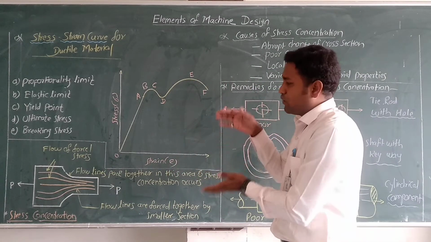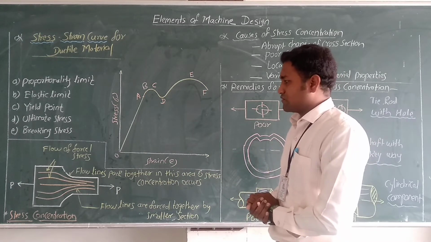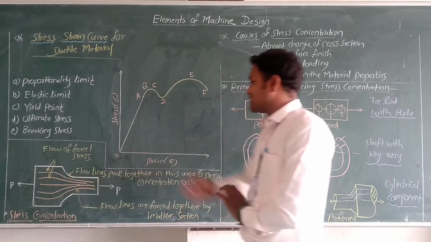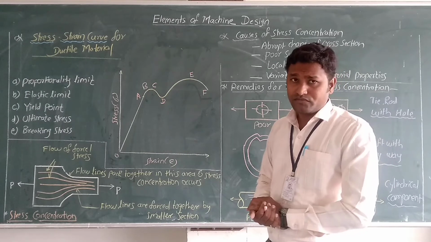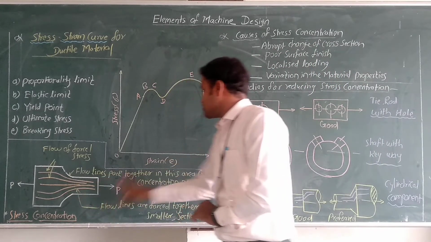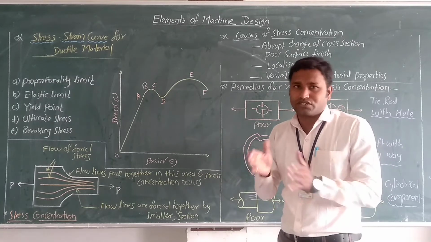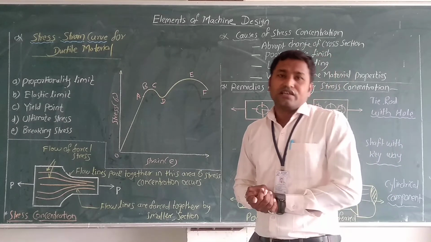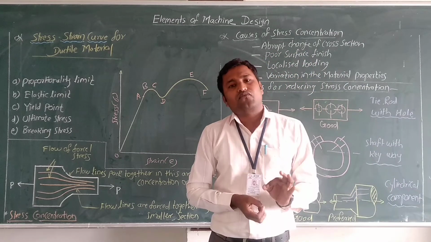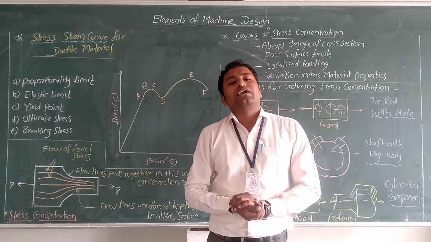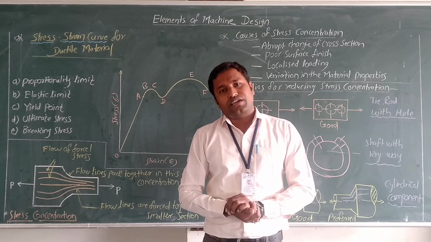A specimen is loaded under tension. The crystalline structure will change. Obviously, these load flow lines pack together in this area and stress concentration occurs. Thereafter, the lower pattern shows the flow lines are forced together by the smaller section. The material is stronger when the total load applied is evenly distributed over the cross-sectional area.